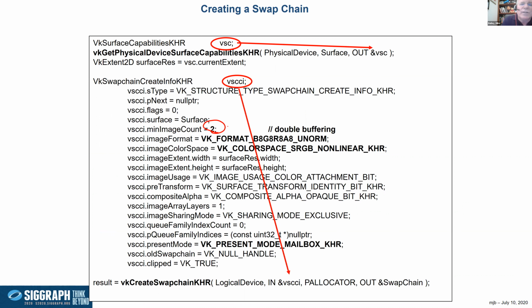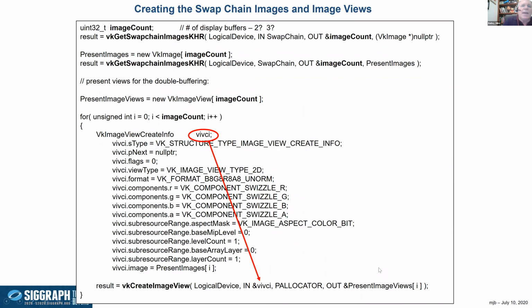Here's the format I decided to use, unnormalized. The colors should be whatever you want them to be. I decided to use this as my color space and decided to use the mailbox format as the present mode. From that, you can create the swap chain. And so that goes in a variable called swap chain. And from that, you can get the images.